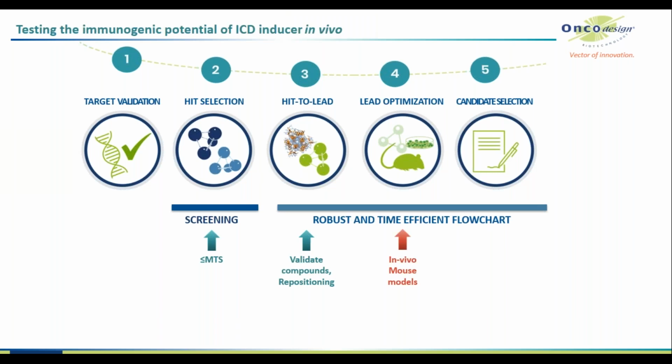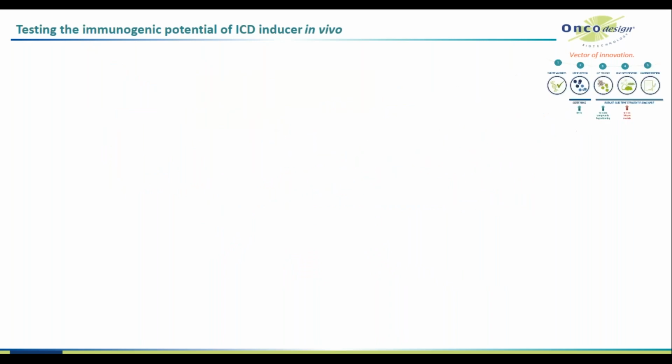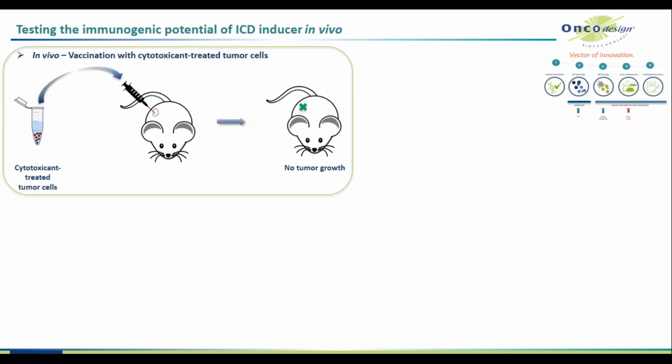Just to give you a brief glimpse of what we can do and what the gold standards for in vivo mouse models in ICD are. The gold standard for ICD in vivo is as follows: the in vivo vaccination strategy. So the first experiment that can be conducted is to inject the cytotoxin-treated tumor cells into immunocompetent mice and see if there is tumor growth or not. If the ICD inducer is a successful one, then there should be no tumor growth.